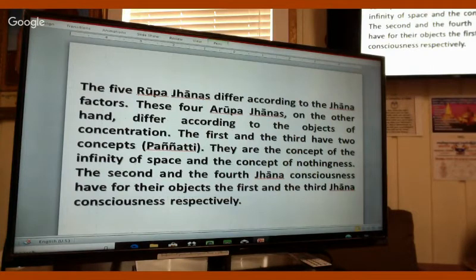But for arupa jhana, it is according to the object. The first arupa jhana object is akasa. The second arupa jhana object is the first arupa jhana consciousness. And the third arupa jhana object is nothingness, also a kind of panyati concept. And then the fourth arupa jhana, neither-perception-nor-non-perception, its object is the third arupa jhana consciousness. Like this, the first has two kinds of consciousness. The first is akasa.